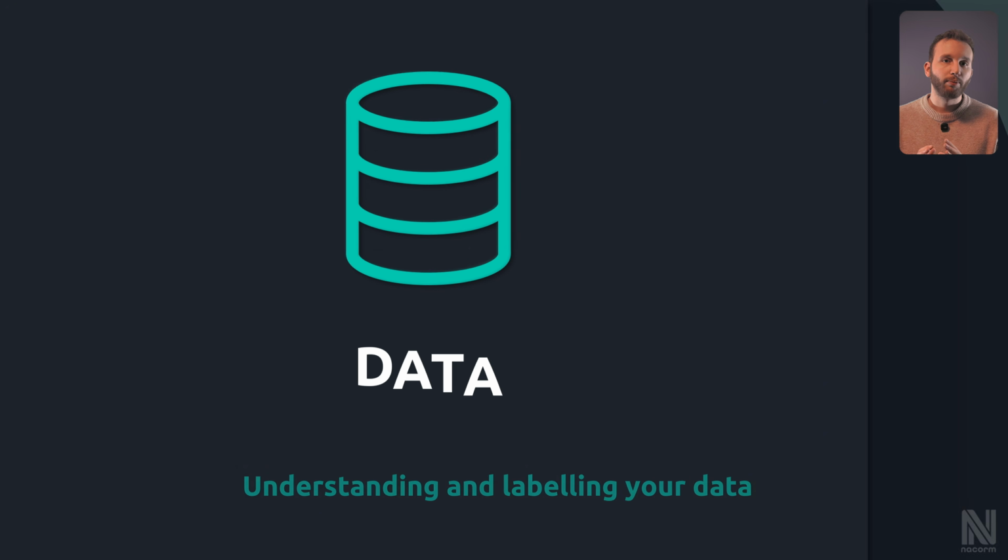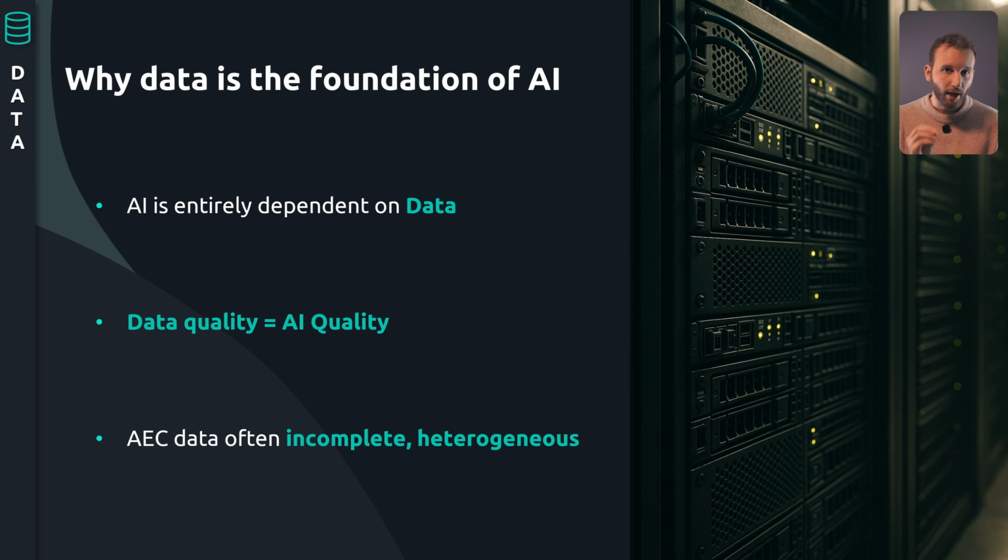Let's get the most important point out of the way. AI is entirely dependent on data. There is no way around it. The quality of an AI system is directly proportional to the quality of your data. If your data is messy, your model will be messy. And this is especially relevant in AEC, where data is often incomplete, heterogeneous, and scattered across disconnected systems. You might have a Revit model that says one thing, a spreadsheet that says another, and a PDF plan set that contradicts both. So, before we talk about AI, before we talk about APIs or MCP, we need to understand what data we're working with and how to evaluate it.